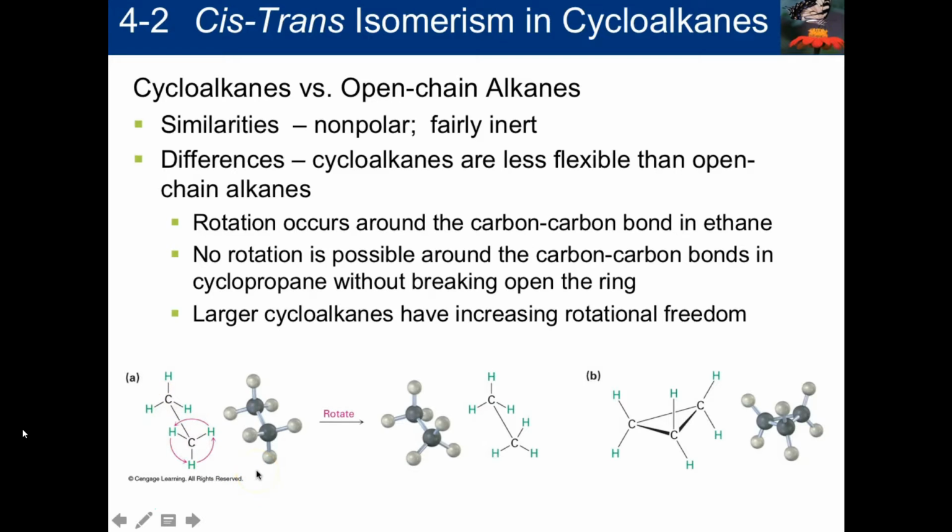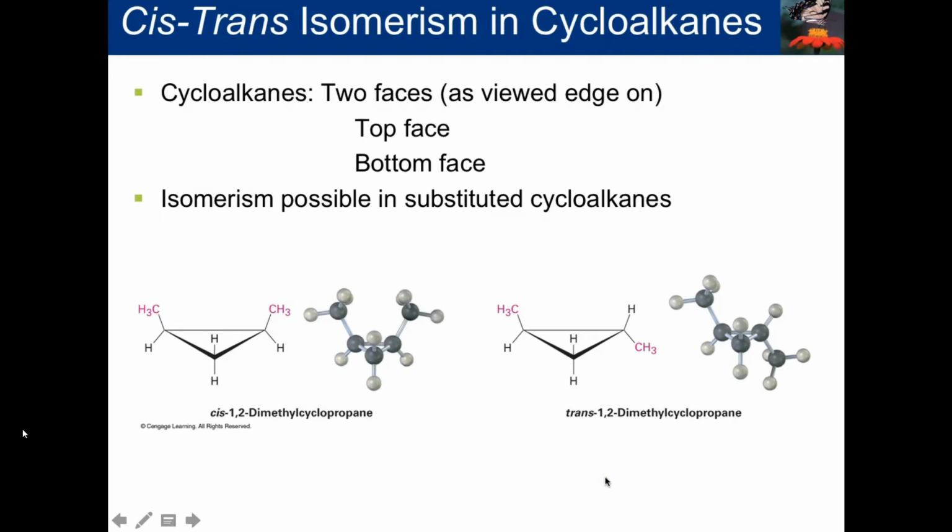Here is a ball and stick model of ethane in its most favorable standard configuration. We can rotate it to form the slightly higher in energy eclipsed conformation, and then of course it will keep rotating. But in cyclopropane, there is no free rotation about any of these bonds, and that has important consequences for isomerism.